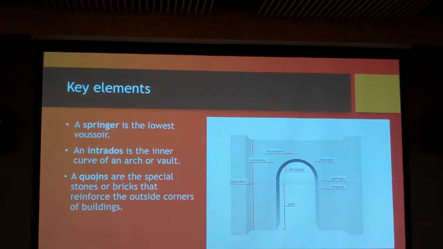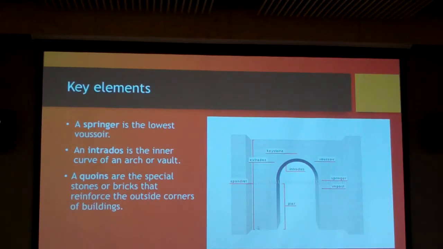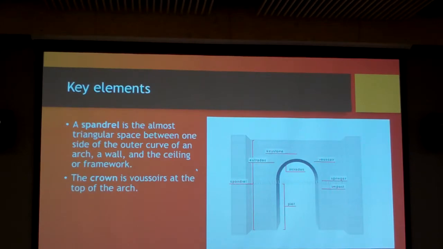And the quoins are the special stones or bricks that reinforce the outside corners of the buildings. So like these, if this was the outside of the building, it would be these vertical pieces there.